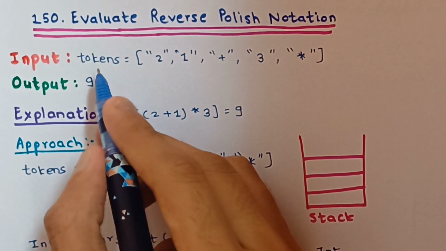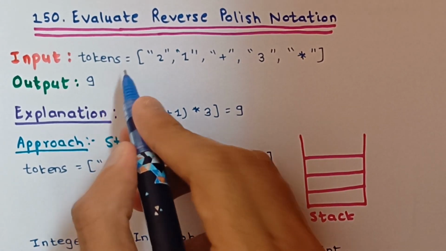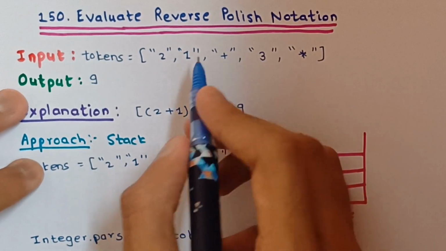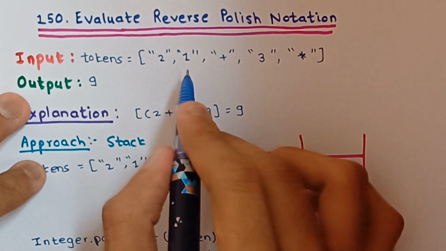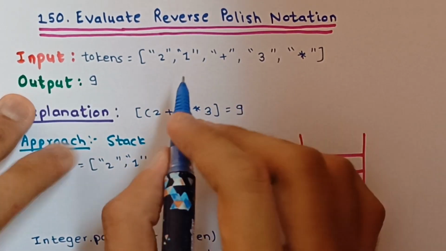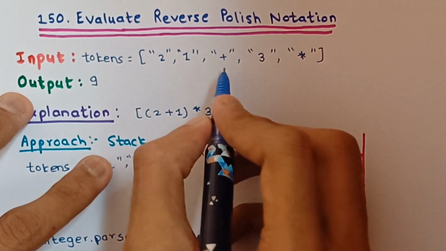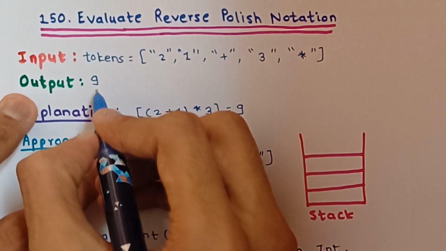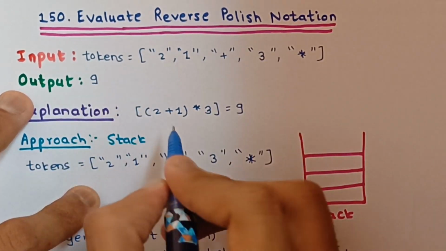Here is a given array of string tokens. In these there are integers and operators. We have to perform these operators on these integers and find the solution. Here the input is 2, 1, plus, 3, star, and the output is 9. So how does it come to 9? Here is an explanation.